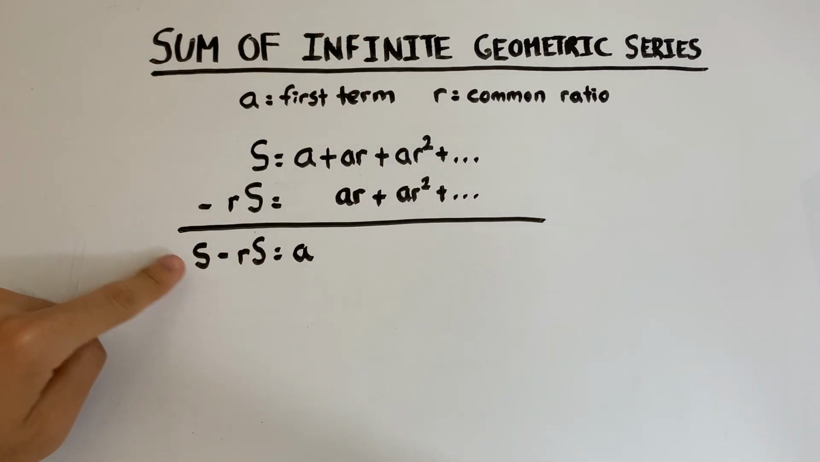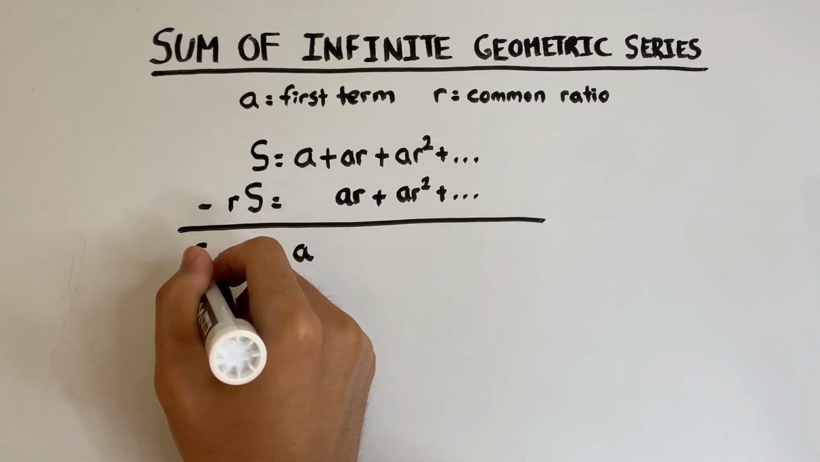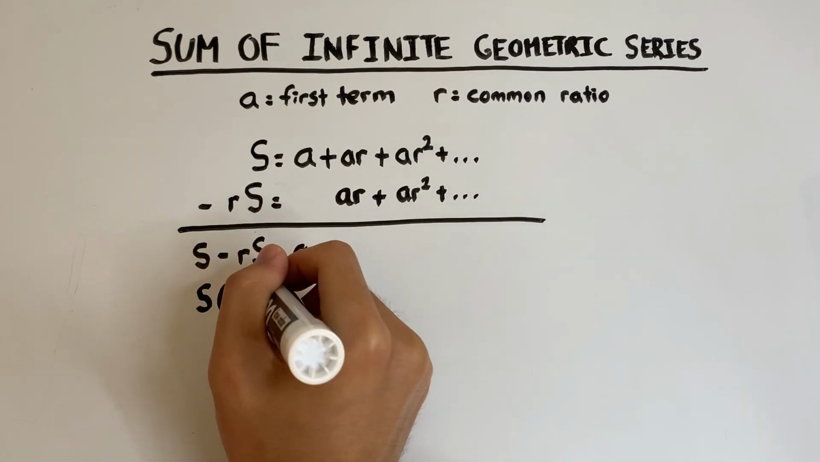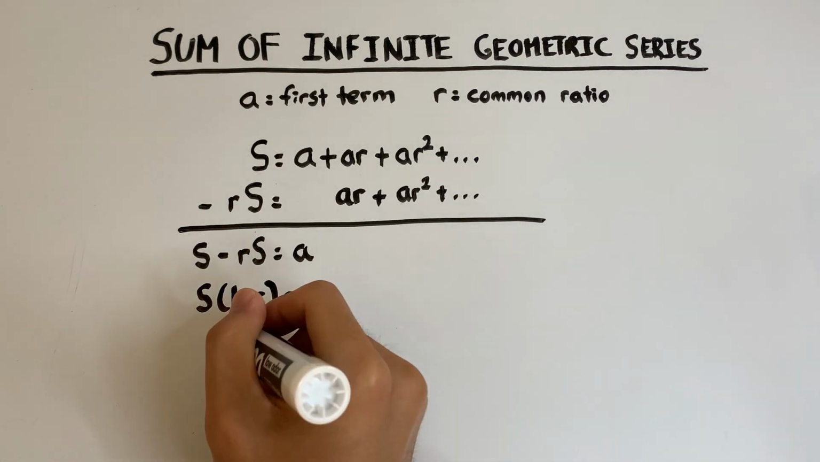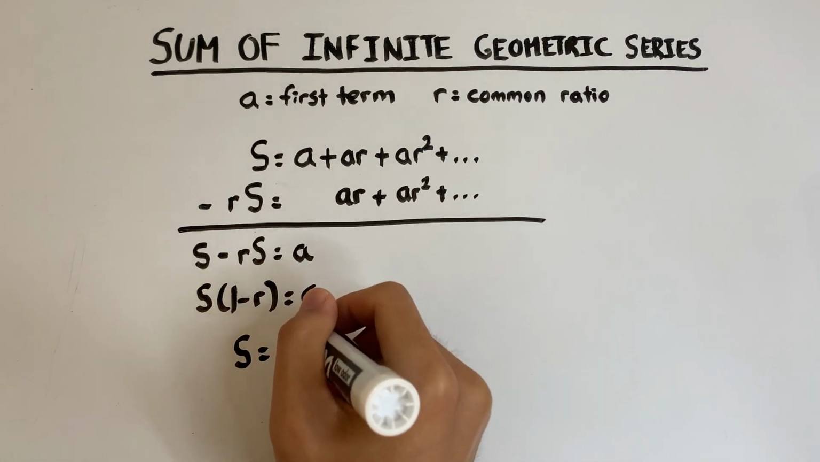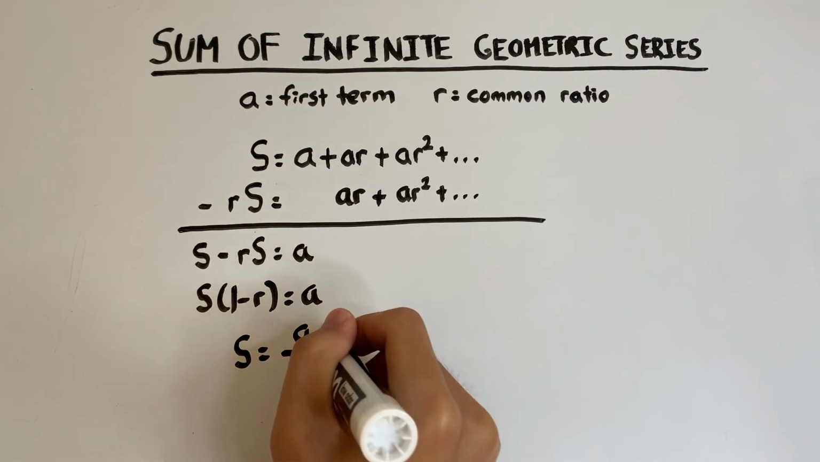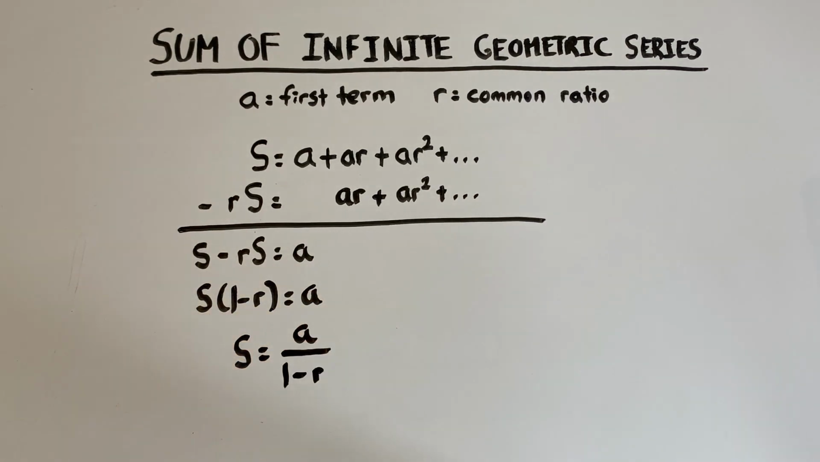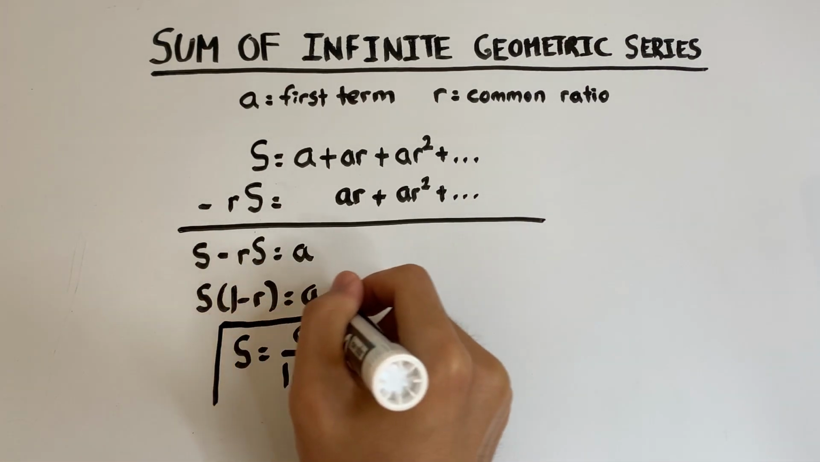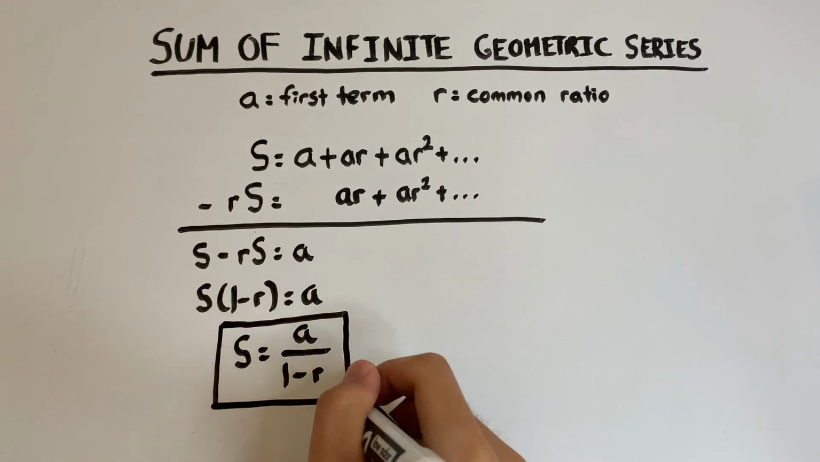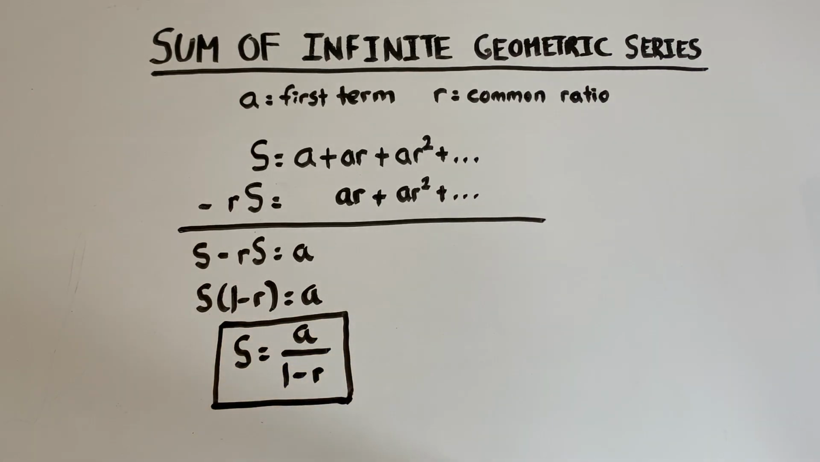From here, we can factor an S to get this. And now from here, we would just divide both sides by 1 minus r to find S. And we would get this very familiar looking equation that many just memorize, but you don't have to, because now you understand where it all comes from, so you understand how we got here.